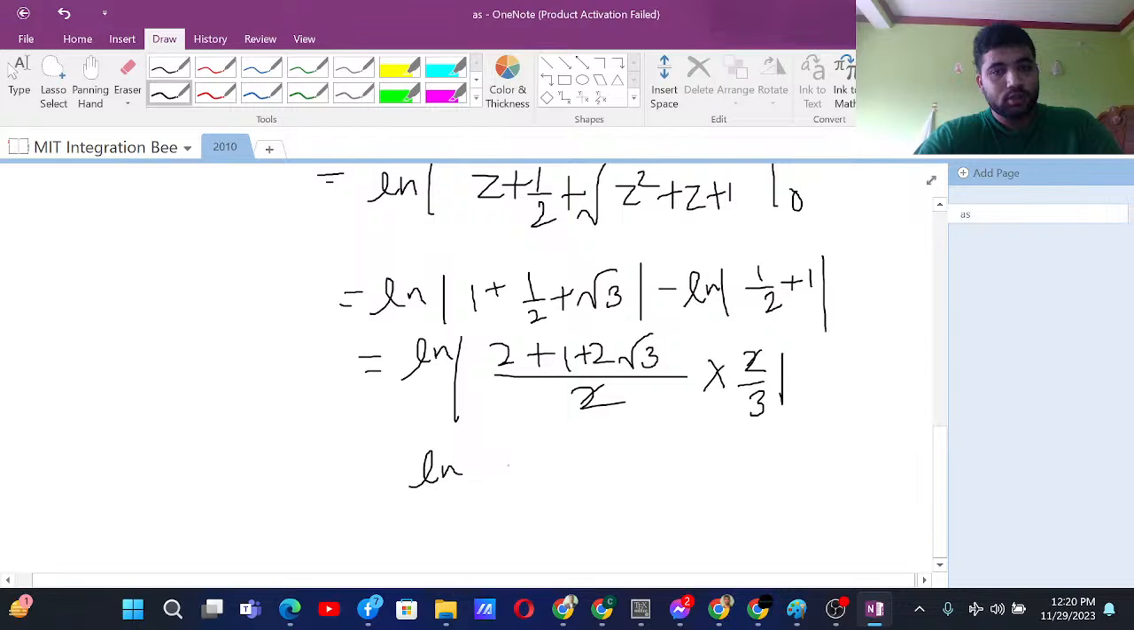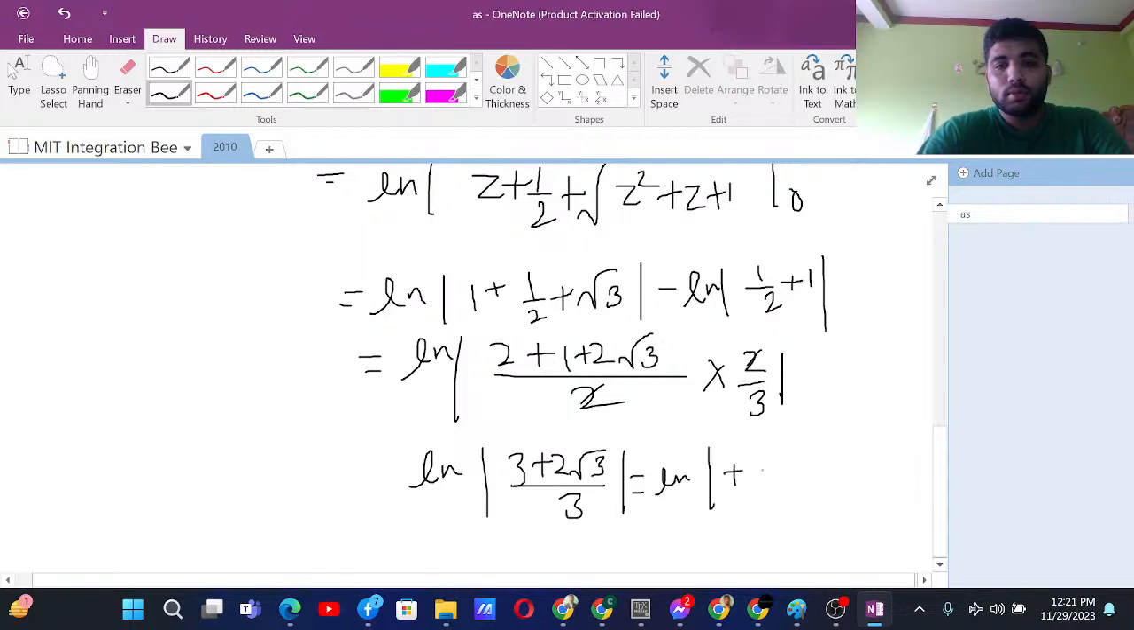Let me do it step by step. So ln of 3 plus 2 root 3 by 3, and that gives us ln of 1 plus 2 times 3 to the power 1 by 2. Yeah, and that's the answer.